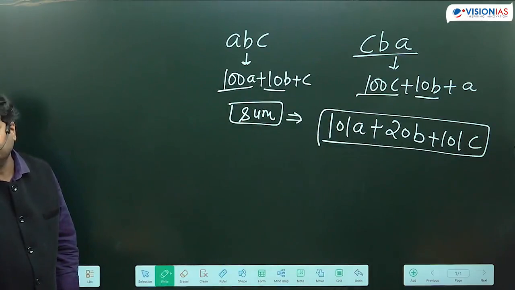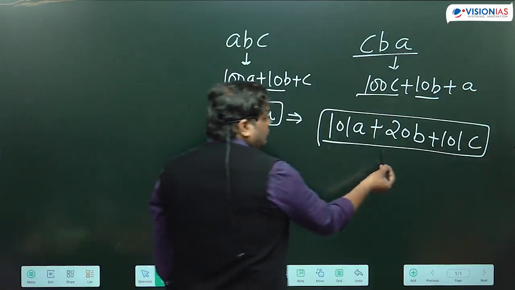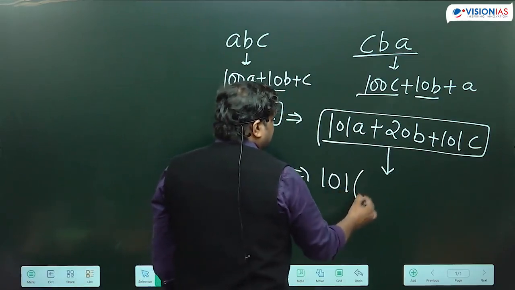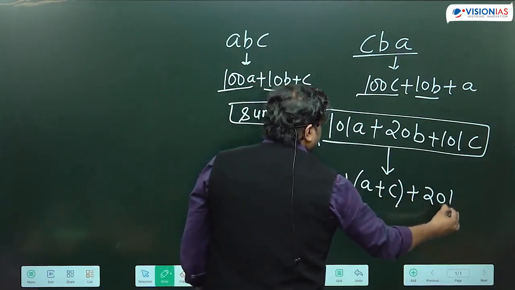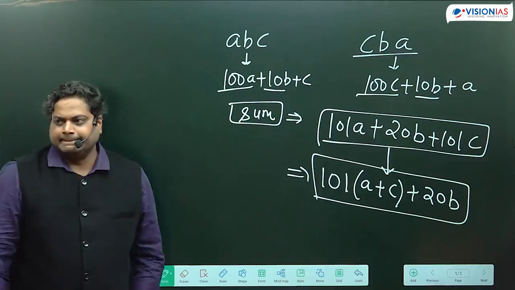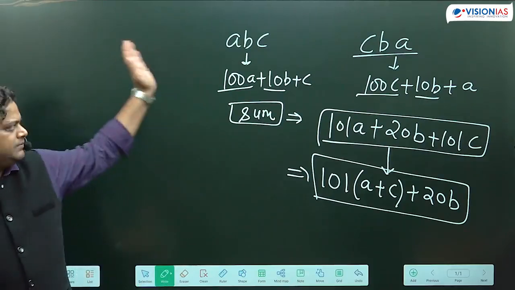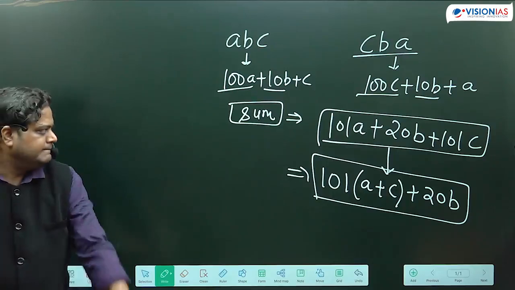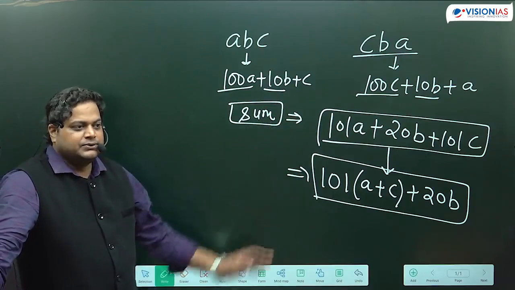As we have seen so far, we tried it and we are not getting anything. What can we take common here? It just comes out as 101A plus C plus 20B. Nothing common we can get here. That means in the sum case we are not getting anything like we got for the difference and sum of 2-digit and 3-digit numbers. So nothing comes out of the sum, we leave it.